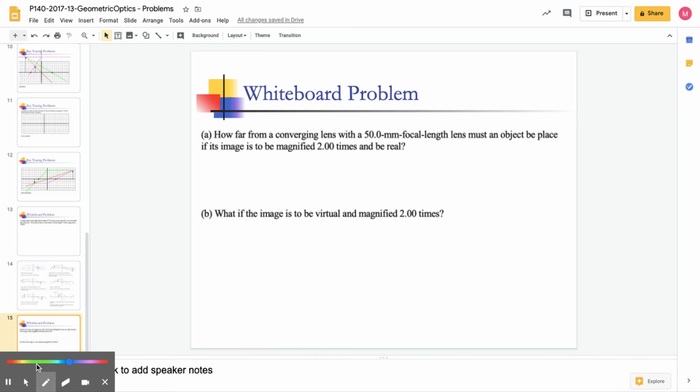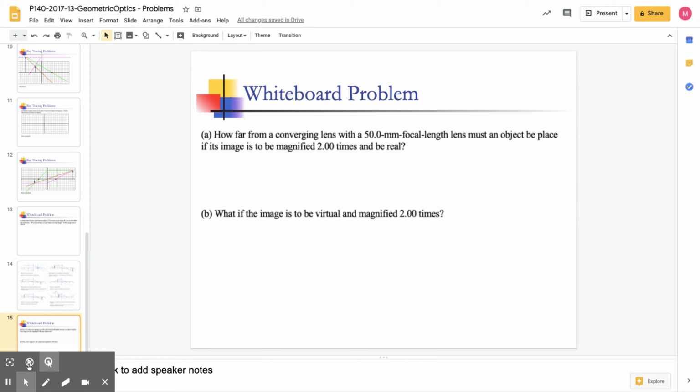Okay, for this problem, we have a converging lens with a 50 millimeter focal length. How far from the converging lens must an object be placed if its image is to be magnified 2 times and if it's a real image? And then also we can try it for if we have a virtual image and it's magnified 2 times.